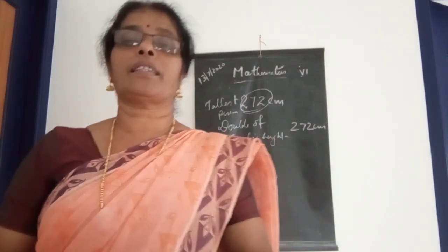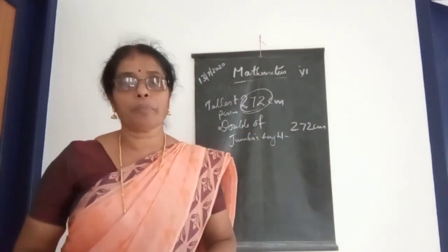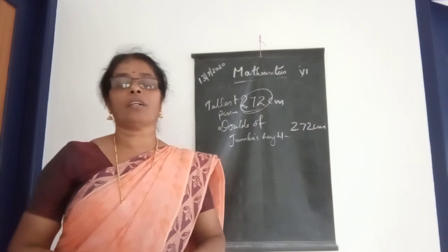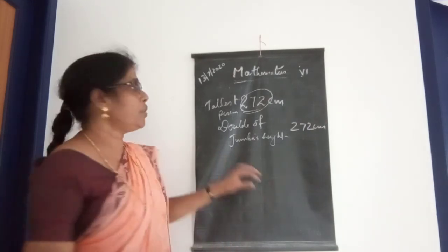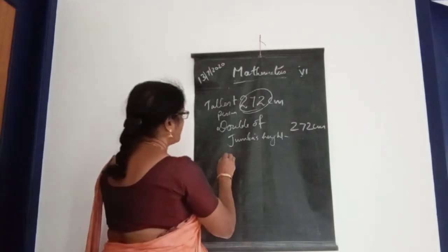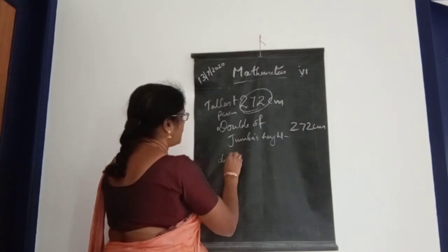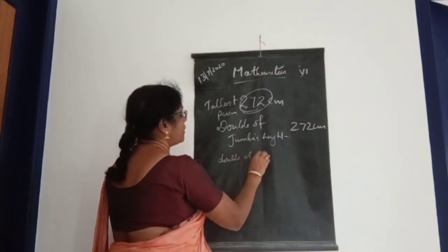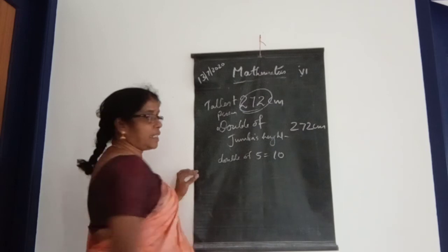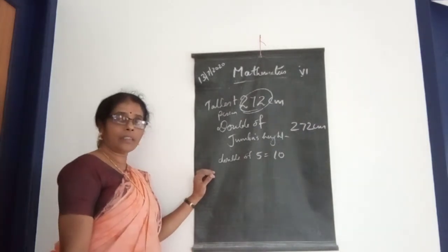Then how do we do that, children? Is it multiplication or division? Which way do we want to follow? Yes, double. Look here. What is the double of 5, children? Double of 5 means that is 10. Isn't it? That is 10.